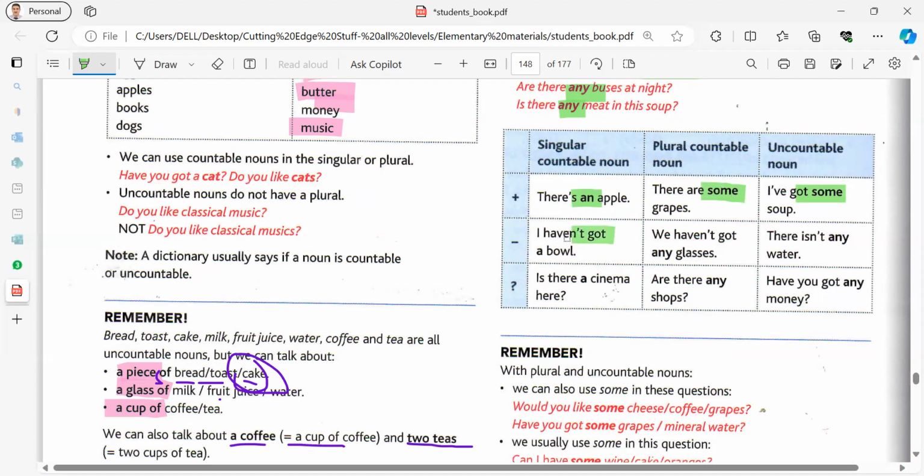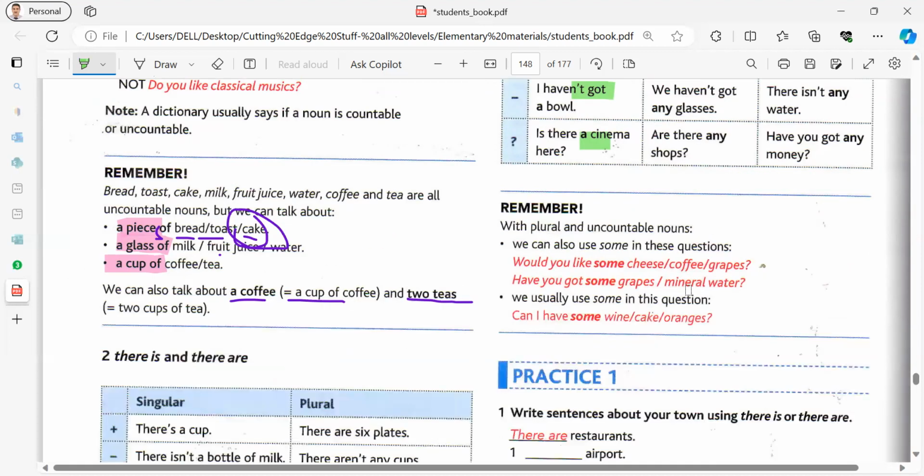Negative: I haven't got a bowl. We haven't got any glasses. There isn't any water. For the question: is there a cinema here? Are there any shops? Have you got any money? Okay.